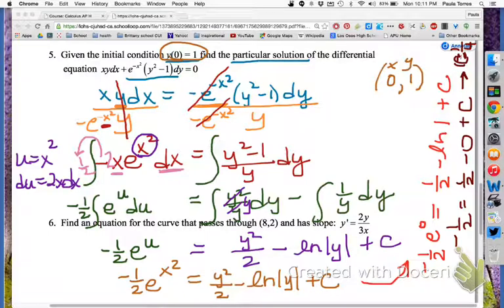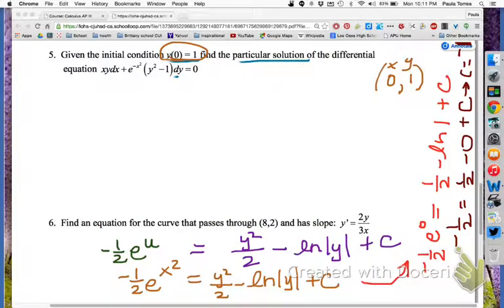So, oops. My particular solution then, okay, I'll admit, sometimes I struggle. That should be c equals -1. Right? -1/2 minus 1/2 is -1. I'm so silly.